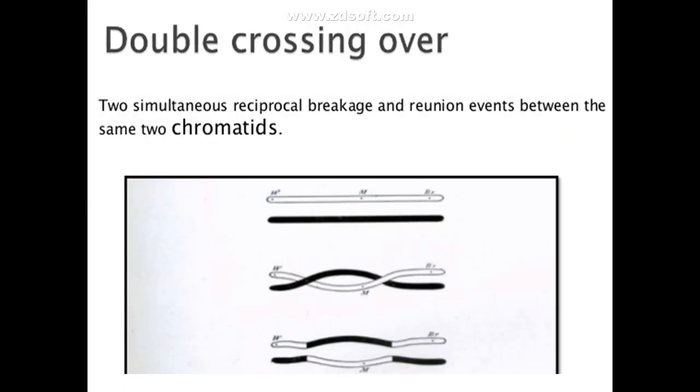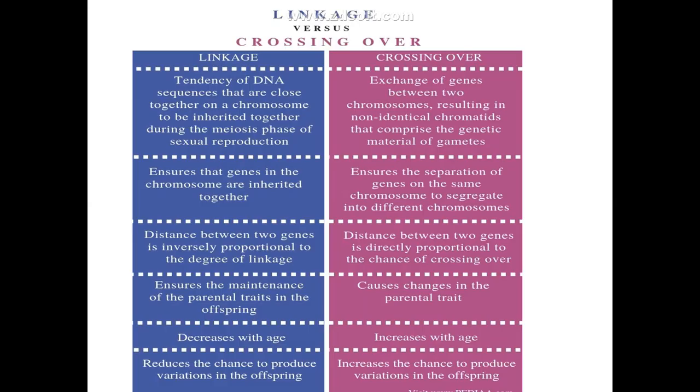So, there are different types of crossing over that can occur. This is called double crossing over because here there is a crossing over and here also there is a crossing over, hence it is called a double crossing over. Now we will see the importance of linkage and crossing over, what exactly we mean by linkage and what we mean by crossing over.